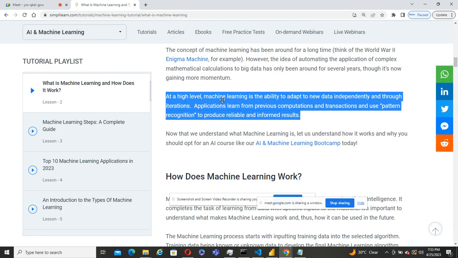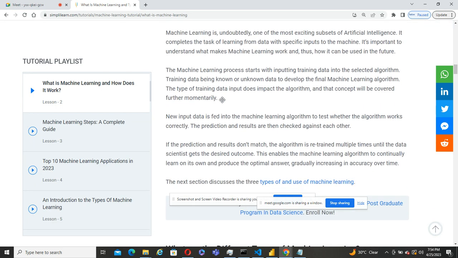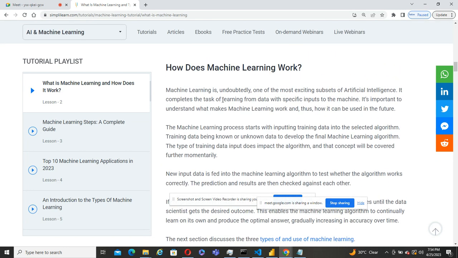At a high level, machine learning is the ability to adapt to new data independently and through iterations. Applications learn from previous computations and transactions, and use pattern recognition to produce reliable and informed results. How does machine learning work? In fact, machine learning works by you training your data. So the machine learning process starts from here. It starts by inputting the training data.